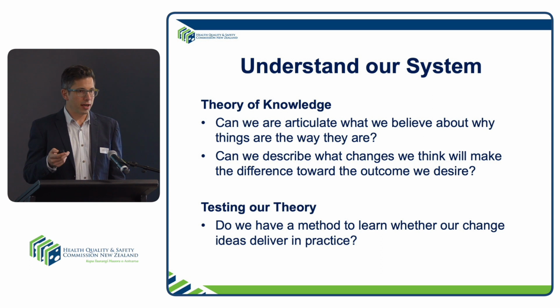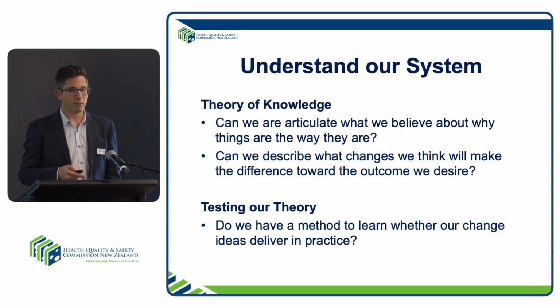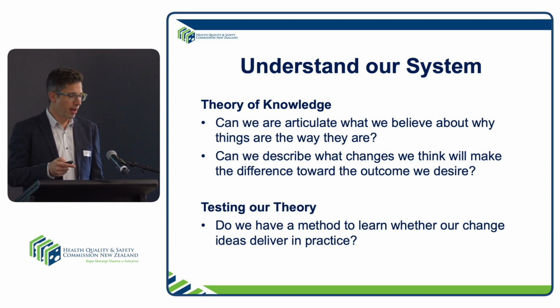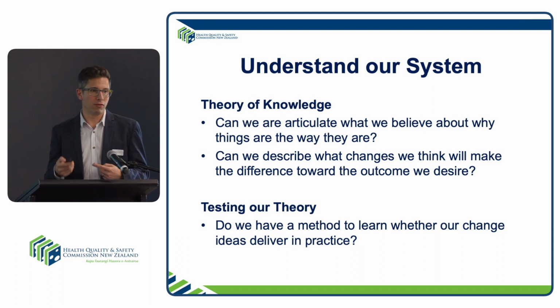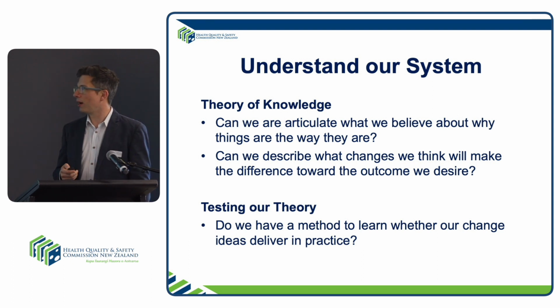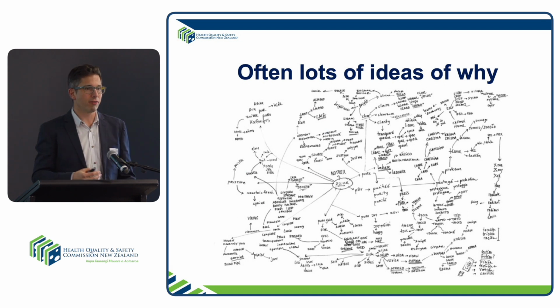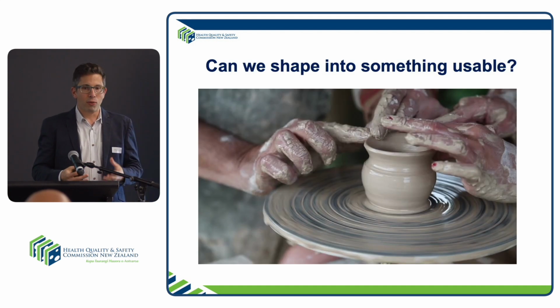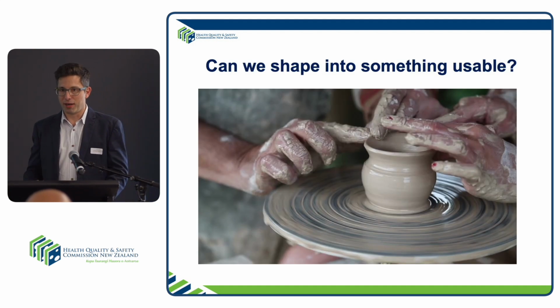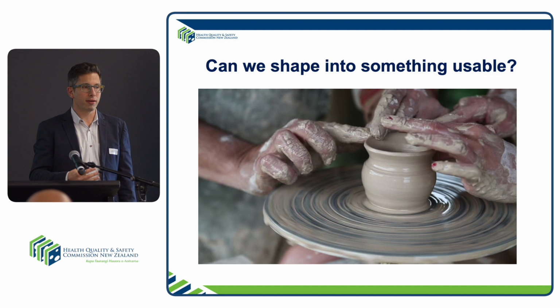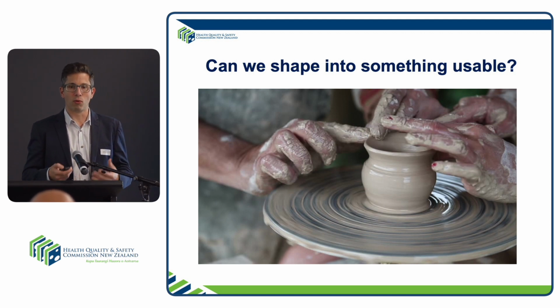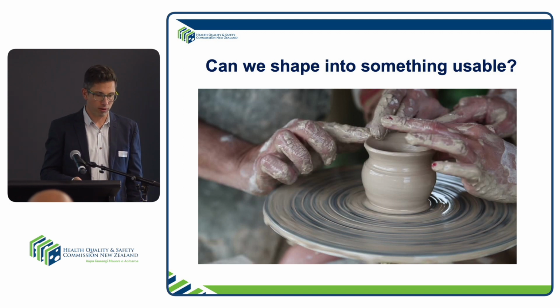So it's also looking at what changes, based on that, you think you can make to achieve that desired outcome, and having a way of doing that. So being able to test your theory. A lot of the time we have loads of ideas, that scattergun approach. Is there a way we can actually shape it into something meaningful that people understand, so that we're all getting towards the same goal? So when we're describing our problem and our aim, we all actually agree on what's causing it and what we might want to do to work on it.